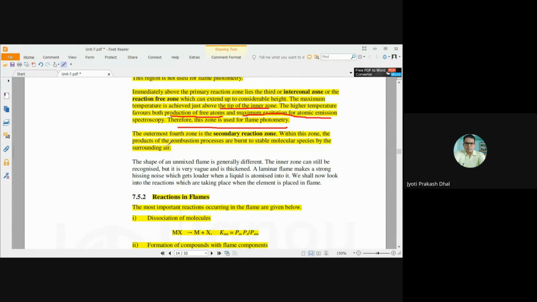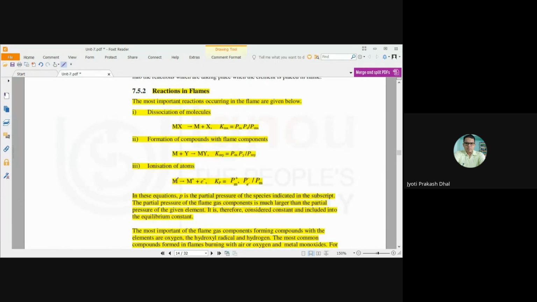And the outermost, that is the fourth zone, is called the secondary reaction zone. Within this zone, the products of the combustible processes are burned to stable molecular species by the surrounding air. Now coming to the reactions in flame, the first one is dissociation of the molecule. MX will undergo dissociation in the flame to M and X, and here the rate of dissociation Kmx equals Pm into Px divided by Pmx.